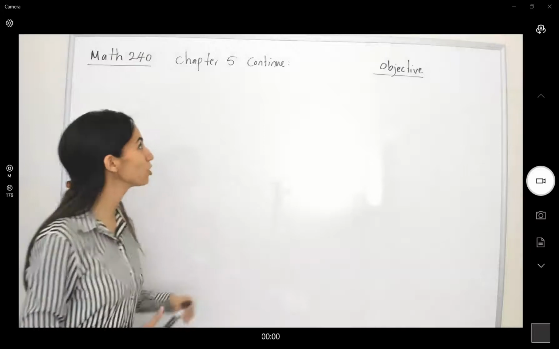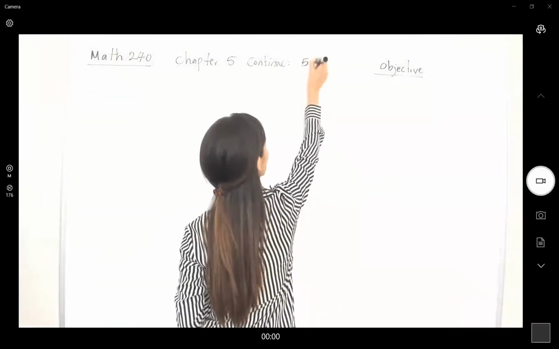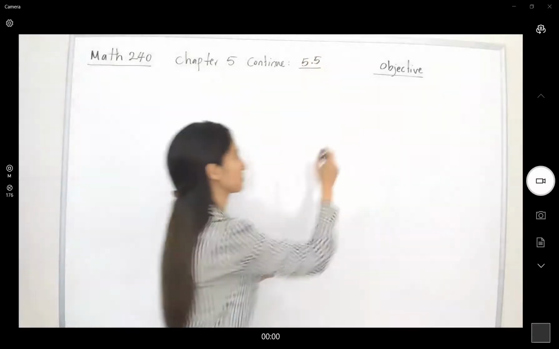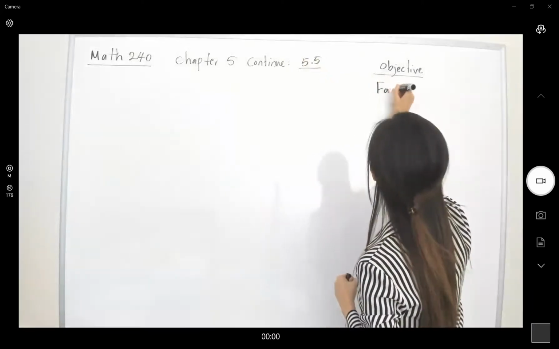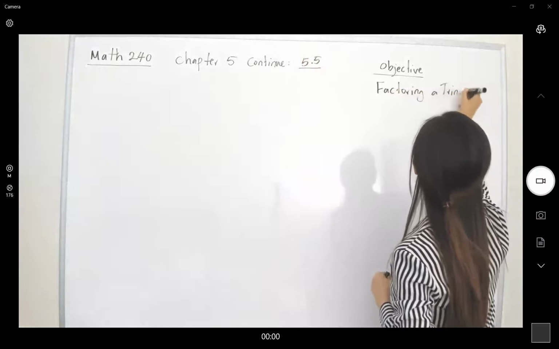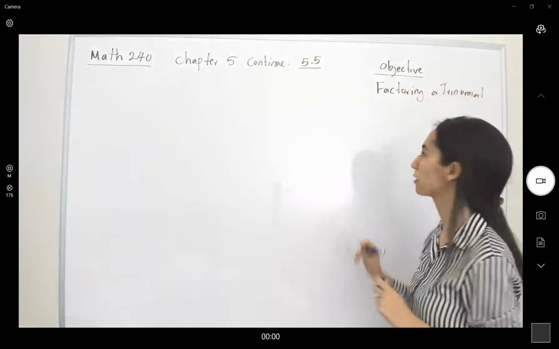Very good. So let us move on to 5.5. Our objective is to factor a trinomial. Very well. So what have we learned so far?